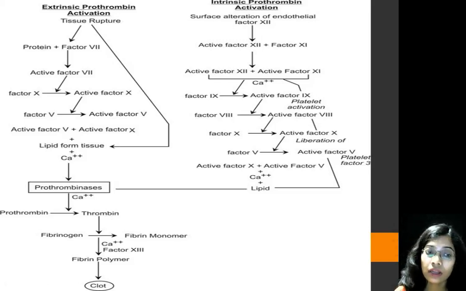Then prothrombin, which is present in the blood, gets activated into thrombin in the presence of calcium ions. Once thrombin is activated, fibrinogen protein, which is present in soluble form, converts into fibrin monomer, which is now insoluble. In the presence of calcium ions and factor 13, fibrin monomer converts into fibrin polymer, and finally clot formation occurs, a mesh-like formation, and bleeding stops. Thank you so much.